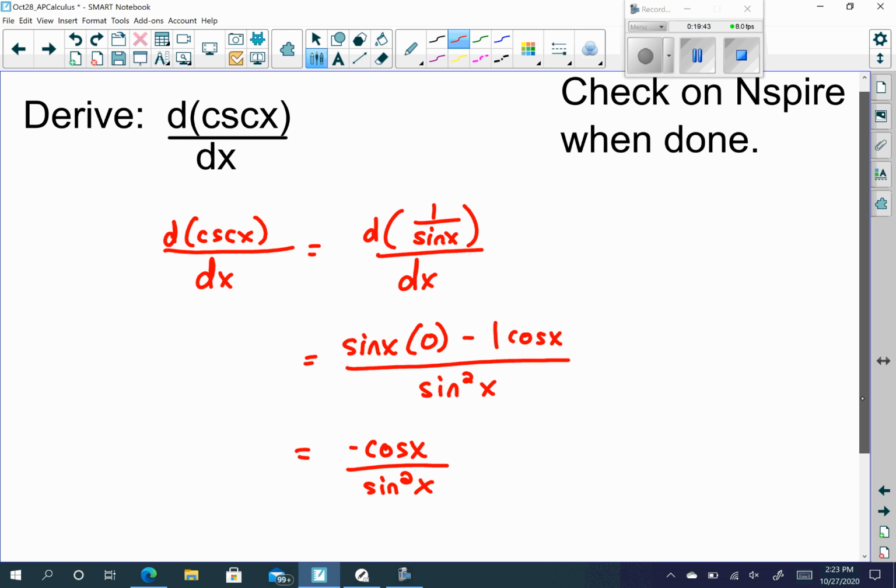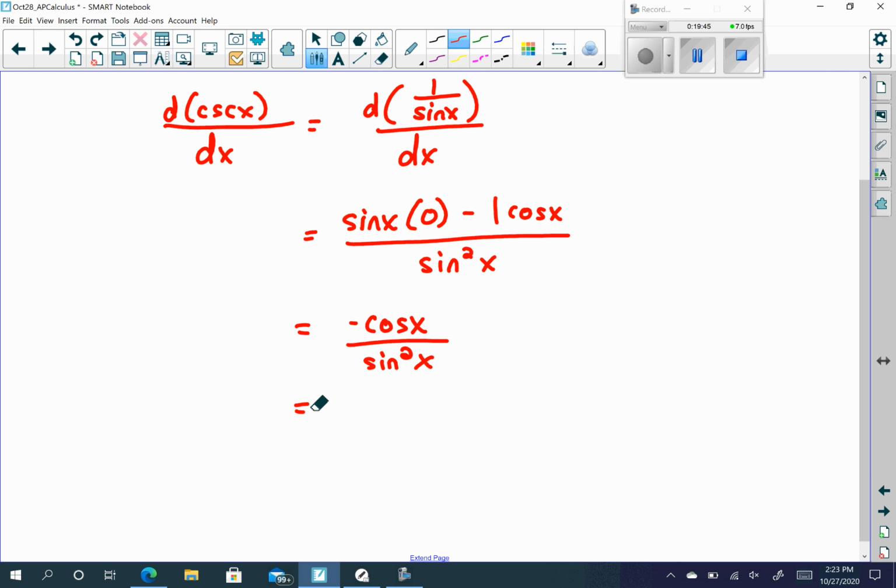Now what we want to do is try to separate this. So I'm going to write this as negative cosine x over sine x, and then we'll have 1 over sine x. It'll be a little bit better that way. Now, what is cosine over sine? Should be cotangent. So we're going to have a negative cotangent x, and then here again we have the reciprocal of sine, so that's cosecant x. It is a little lengthy, but that's as nice as we're going to get this.